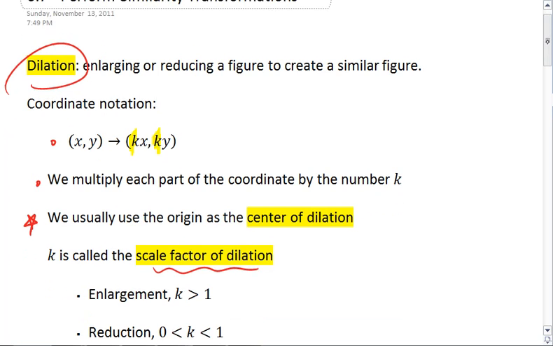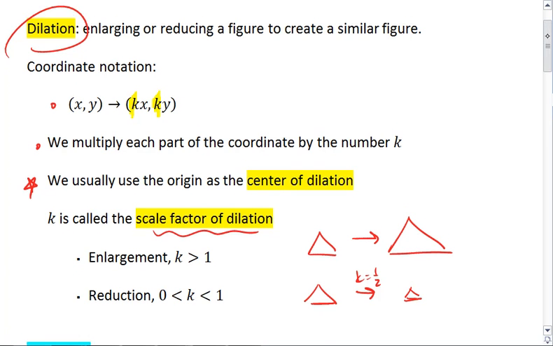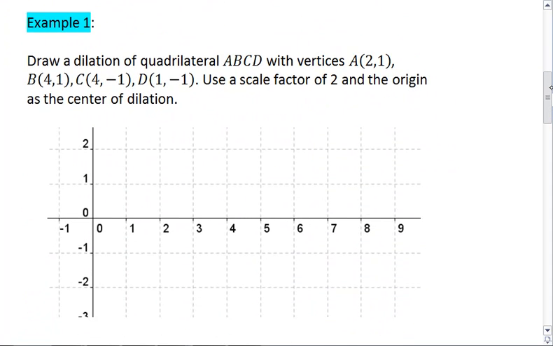If k is greater than 1, we're going to get an enlargement. For example, we can have k be 2, which will give us a triangle that will have sides twice as long as its originals. If k is between 0 and 1, though, say k was 1/2, we're going to get a figure that has sides half as long as the original, which is a reduction. Let's look at an example.